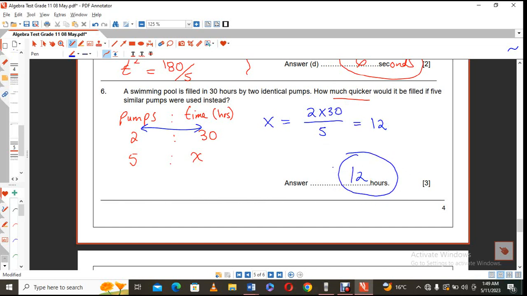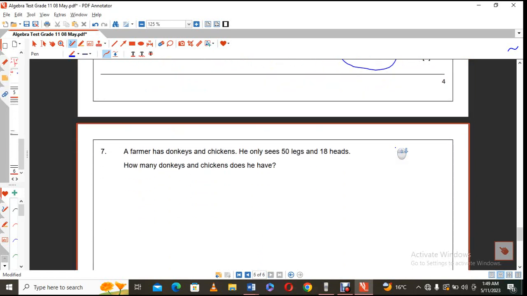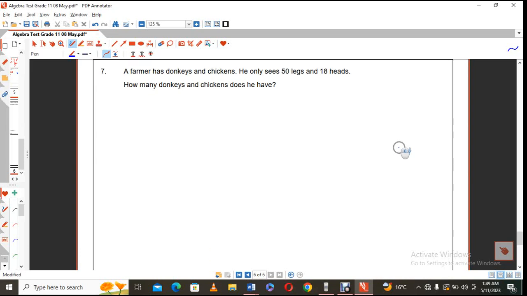Of course, you can find the time for one pump and then divide that by 5, and it will still give you the same answer. The last question is also very interesting.